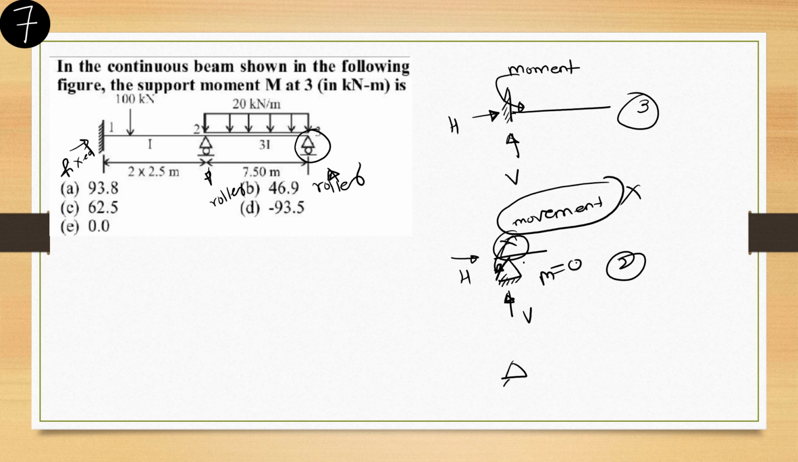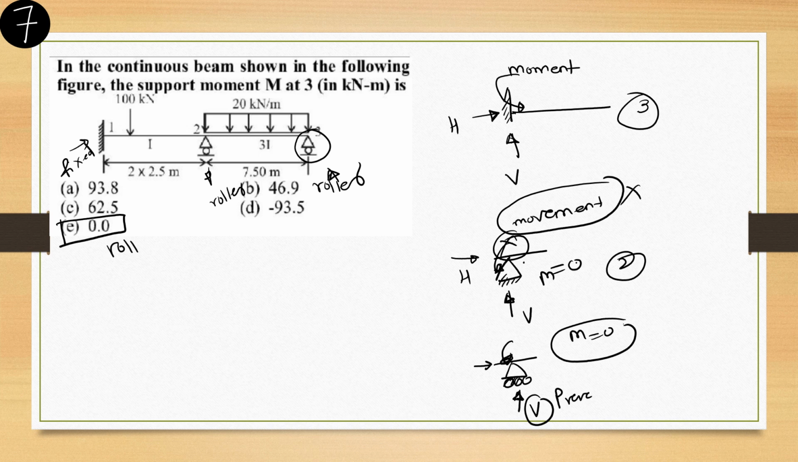In case of a roller, we represent a roller support like this. Only the vertical direction movement is restricted or prevented. Horizontal movement and rotation are not restricted, so the moment for a roller support is also equal to 0. So the last option, option E, is correct here. For the third support, the support moment is 0 because a roller support is given there.